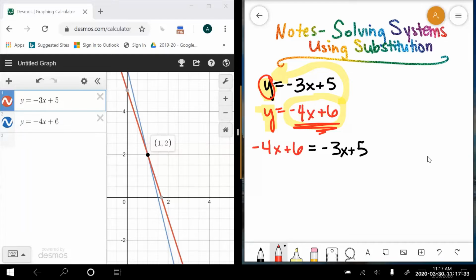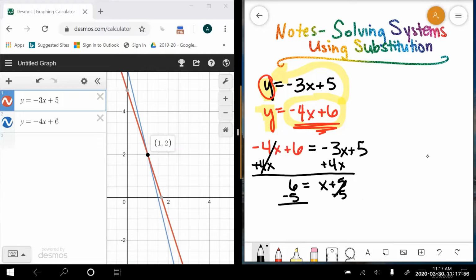So to do that, I'm going to carefully, let's add 4x to both sides. And I'm doing that because I want our x's to be positive. Okay, and then I'm left with 6 on the left, x on the right. Of course, that's a 1x, but we can leave off the 1. And then I'm going to subtract 5 on both sides, and 1 equals x.